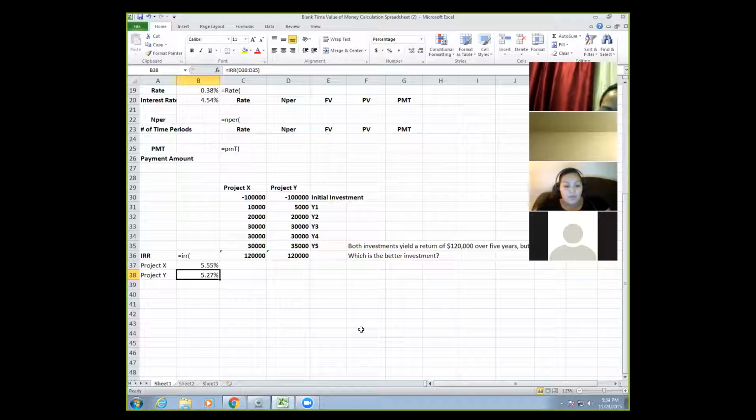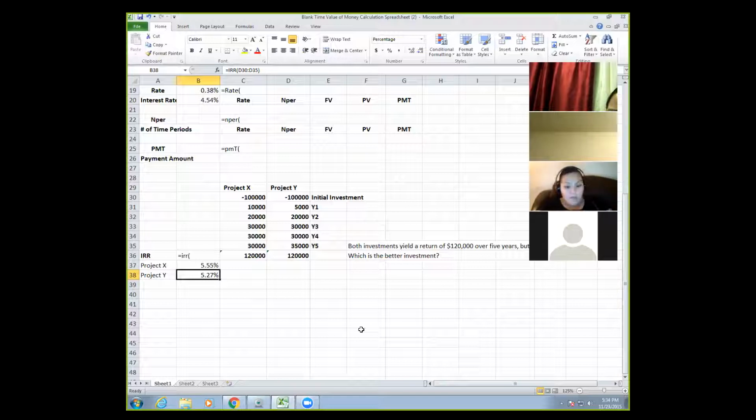Anybody have an idea why it's lower than Project X based on those cash flows? Just looking at it, the numbers are different. For 10,000 there's 5,000, so that's half of it. But then it comes up at the last with, instead of 30, it goes to 35,000. So I was sitting here looking at it, and to me it seemed like one of the trick questions or something. But I wouldn't say it was a trick. It was tricky, maybe.